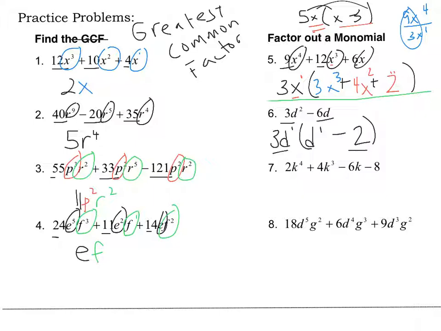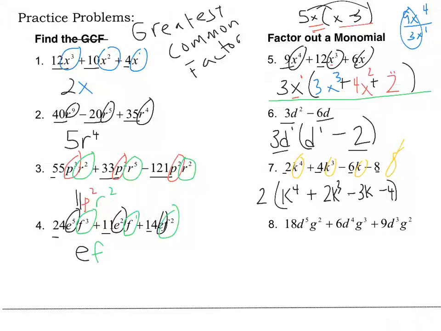Okay, number 7, if you look at the greatest common factor, I have a 2 in all of them, but notice how you don't have k's in all of them, so you actually can't put a k on the outside because this one does not have a k. So I'm just going to put a 2 on the outside. So I'm going to divide everything through by 2. So it's going to be k to the 4th plus 2k cubed minus 3k minus 4.